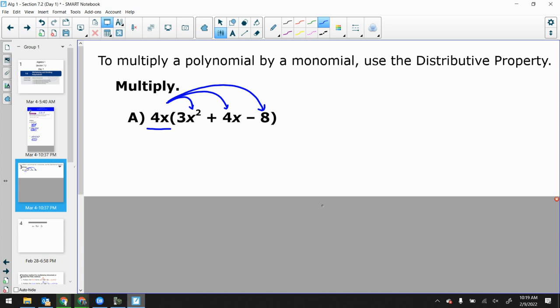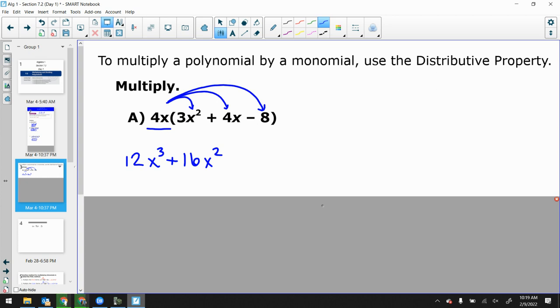So I have 4x times 3x squared. What does that give me? 12x to the third. I have 4x times 4x. What's that get me? 16x to the second. 16x squared. So you're basically adding the x's together and multiplying. Add the exponents. Multiply the numbers.